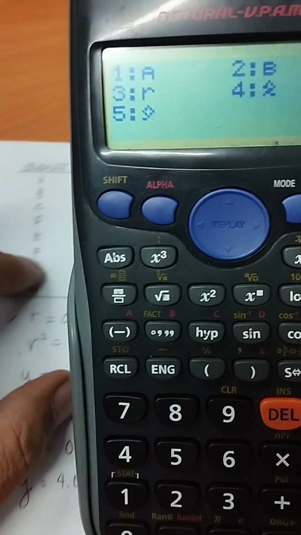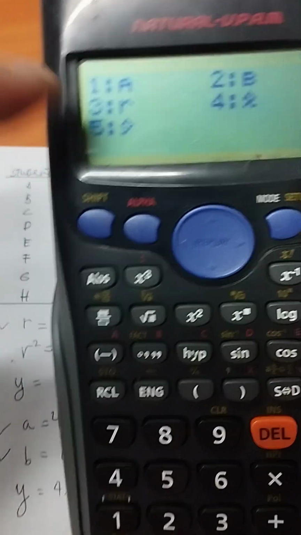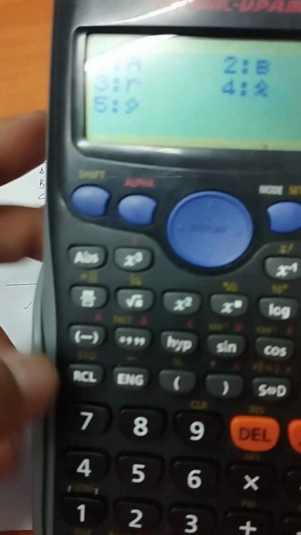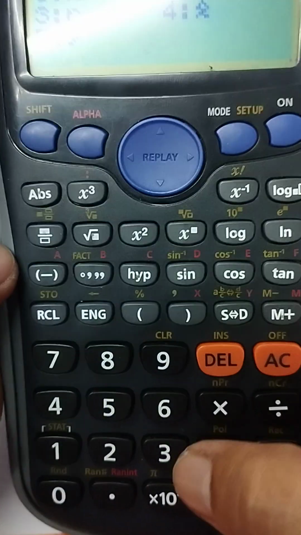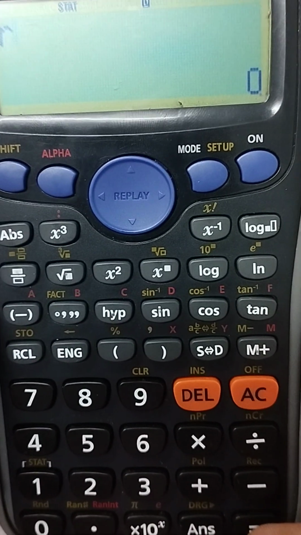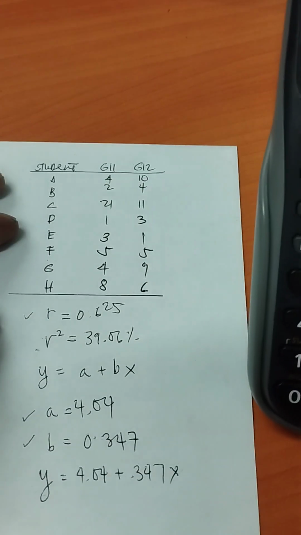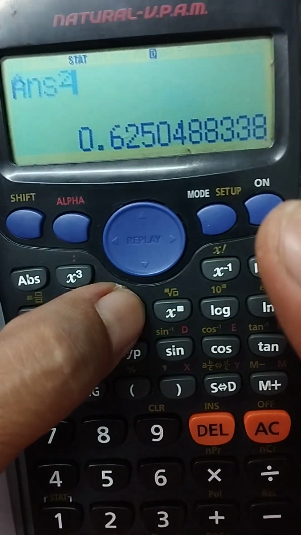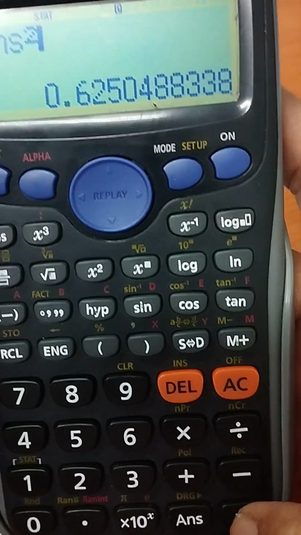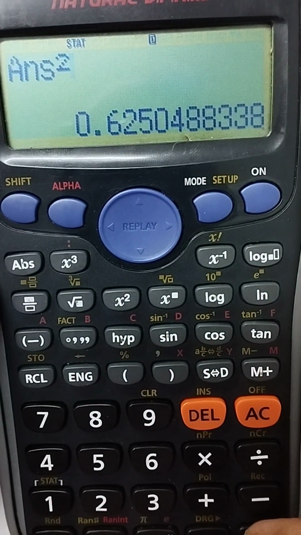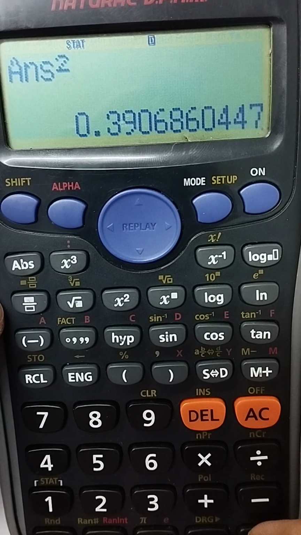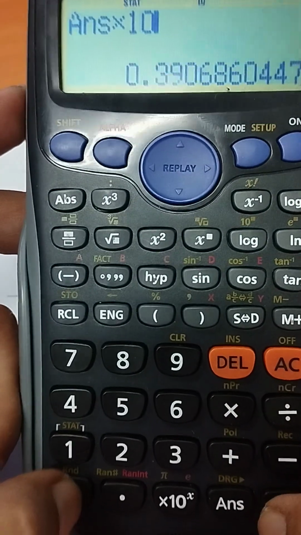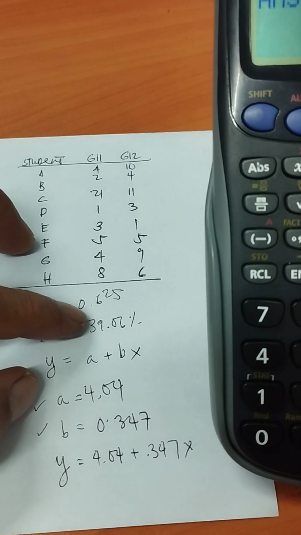So you have three values there, A, B, and R. Let's take a look at R, we choose option 3, then equals, there's a 0.625, which when you square that gives you the sample coefficient of determination. So there's 0.3906, which you can multiply by 100 and you get 39.06 for R squared %.